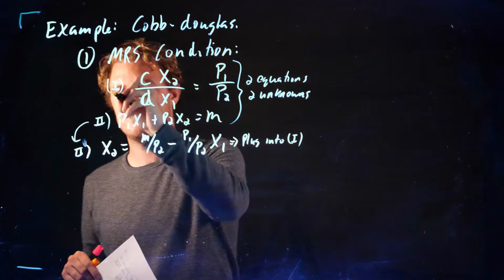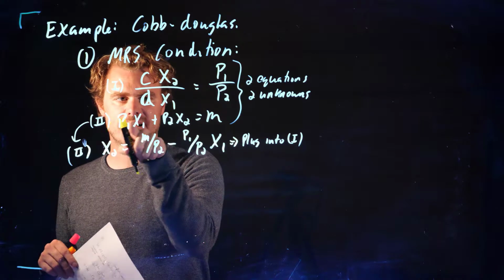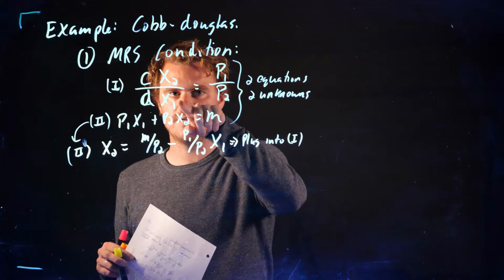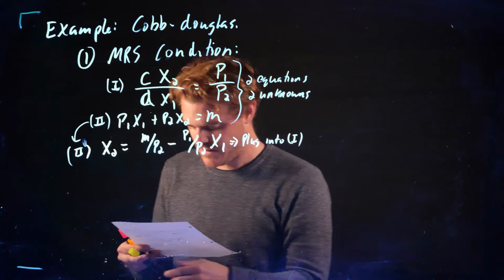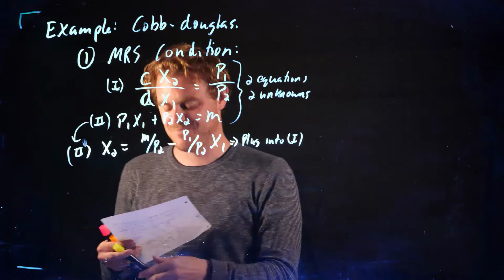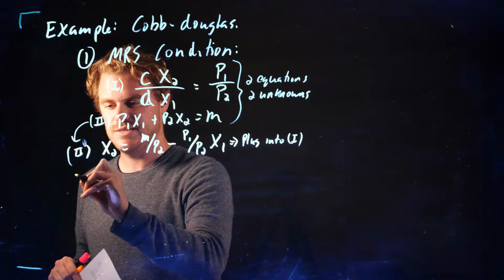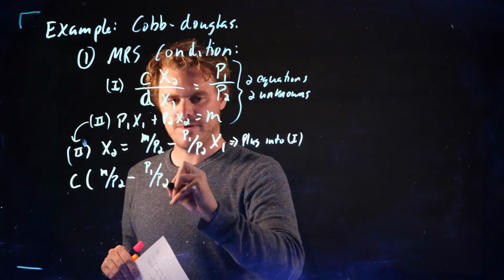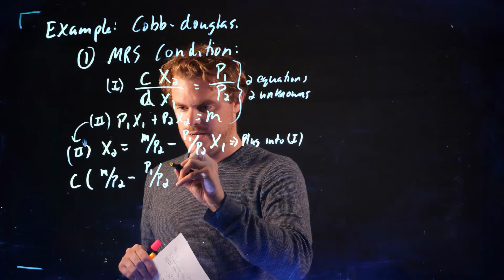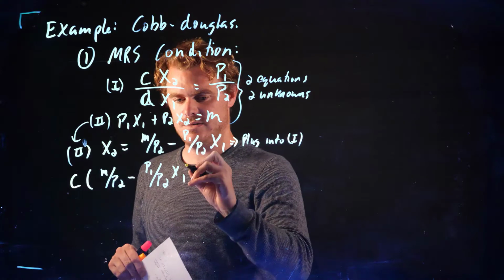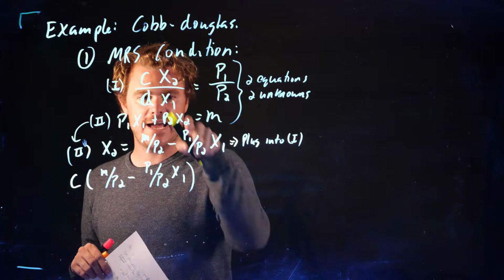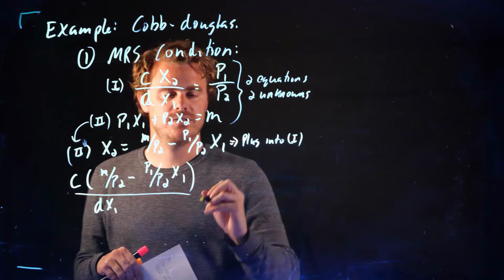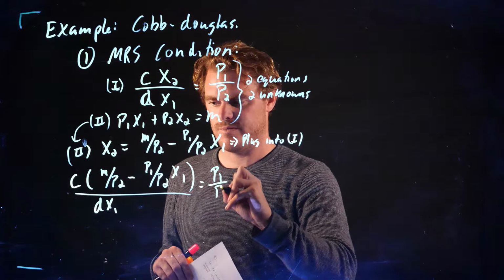So we've reformulated the second equation like we've done a couple times, and we're plugging it back into 1, for x2 in the numerator. That's all I'm going to do. C times m over P2 minus P1 over P2 times x1, in brackets, where I'm just replacing x2 with what we wrote out here, over d x1 equals P1 over P2.